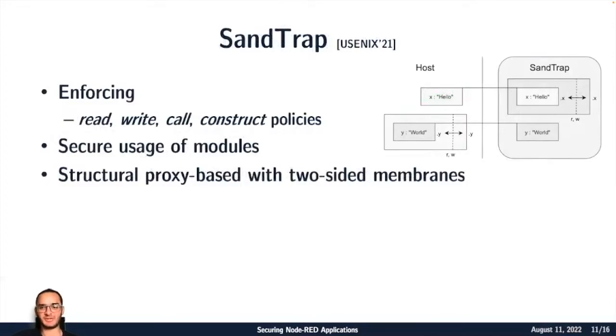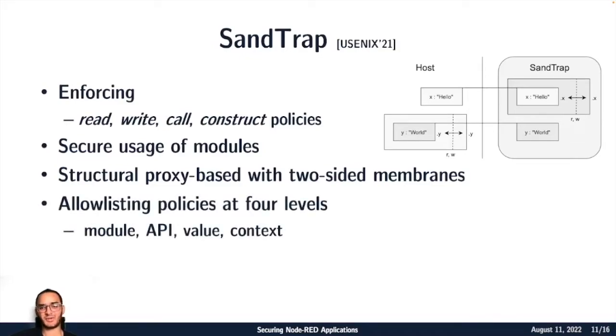Sandtrap, which we introduced in USENIX 21, enforces four main policies: read, write, call, and construct. It's actually a novel JavaScript monitor that securely combines the Node.js VM module with fully structural proxy-based two-sided membranes to enforce fine-grained access control policies. The two-way policies allow the host and the sandbox to be protected from each other, mutually recursive. Other existing JavaScript monitors don't support fine-grained controls of shared entities.